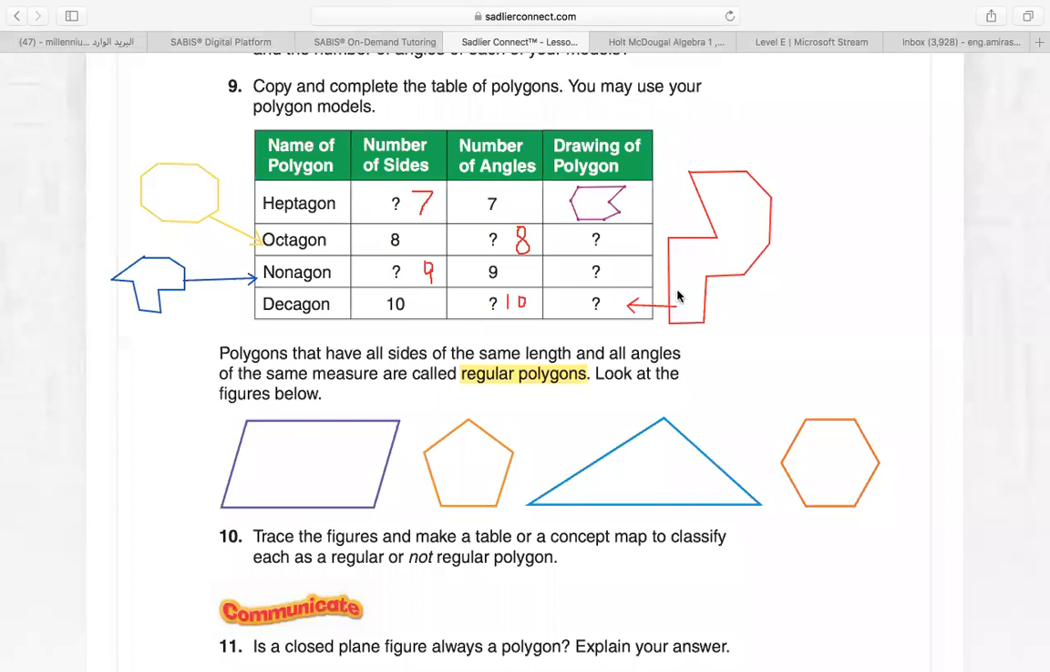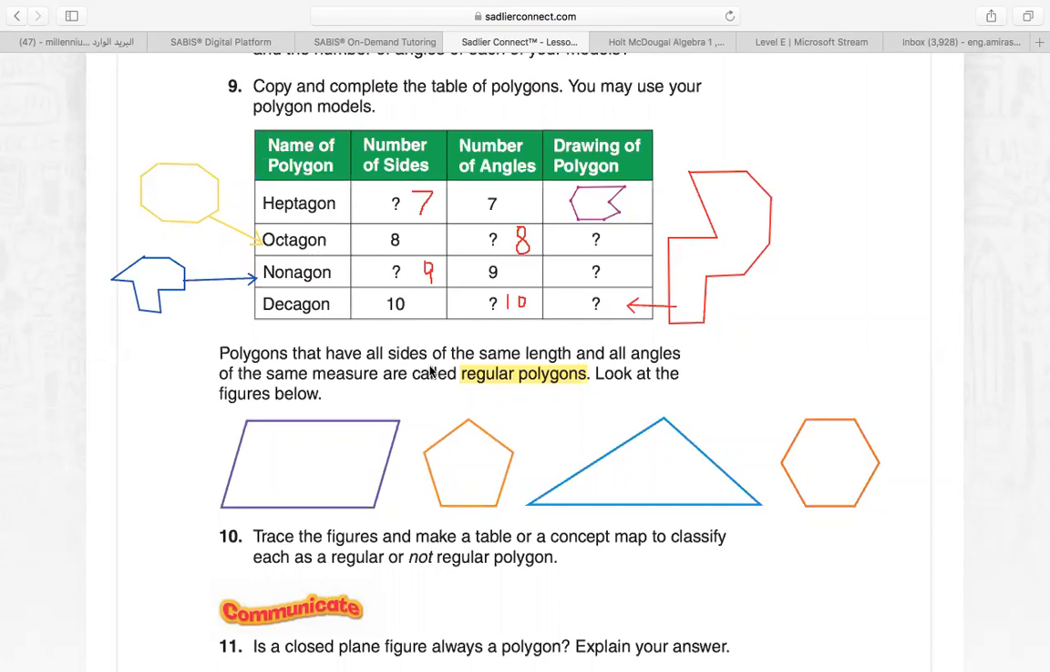Now we draw a shape for the decagon that has 10 sides and they are all closed. And now we draw a shape for nonagon that has 9 sides and they are all closed. And we draw a shape for octagon. They are 8 sides and they are all closed.